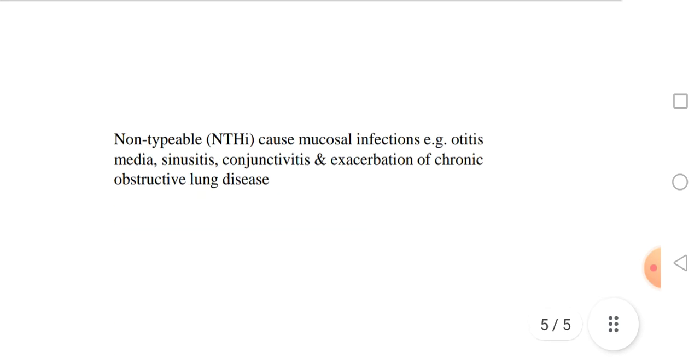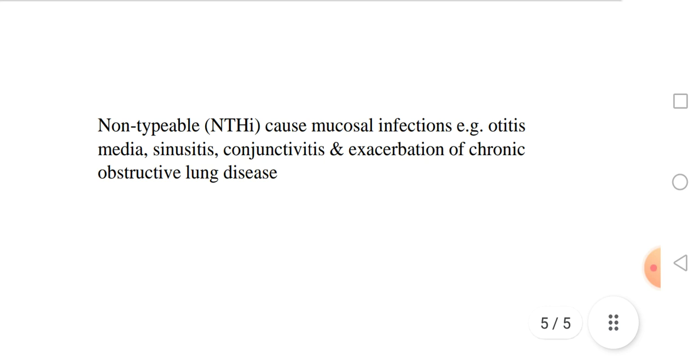The non-typable Haemophilus influenzae cause mucosal infections such as otitis media, sinusitis, conjunctivitis, and exacerbation of chronic obstructive lung disease.